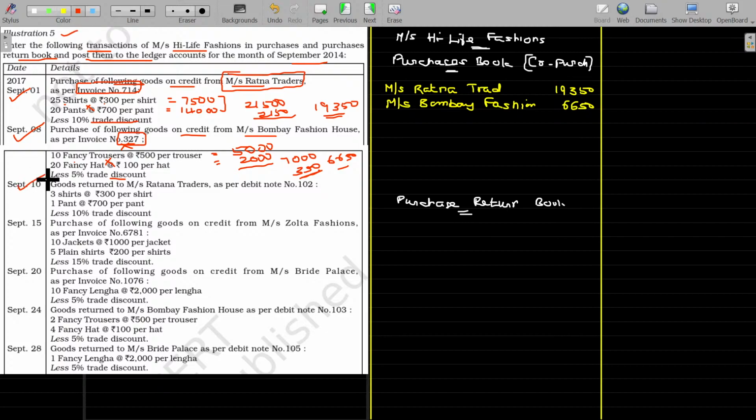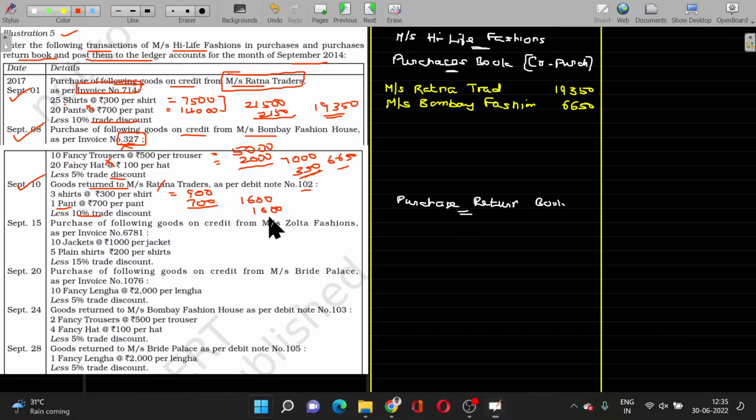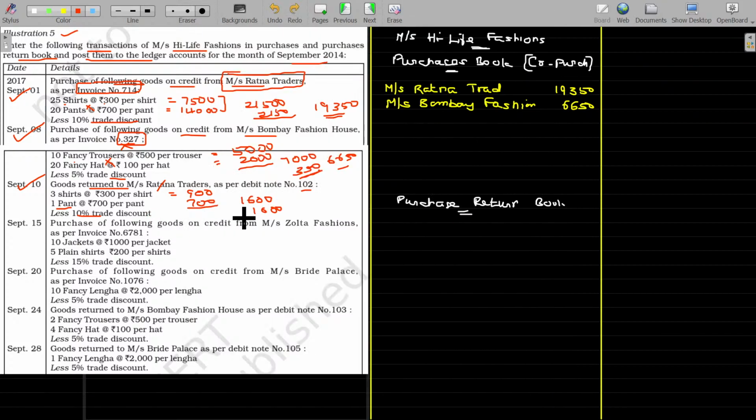On 10th September, goods returned to Mrs. Ratna Traders. As per debit note number 102, 3 shirts at the rate of rupees 300, for shirt the overall value being 900, pant 1 into 700, 700 rupees, the overall purchase price being 1600, and of course there is a trade discount of 10% that should be subtracted. Net of trade discount being 1440. It's a purchase return, so put that value in the purchase return.